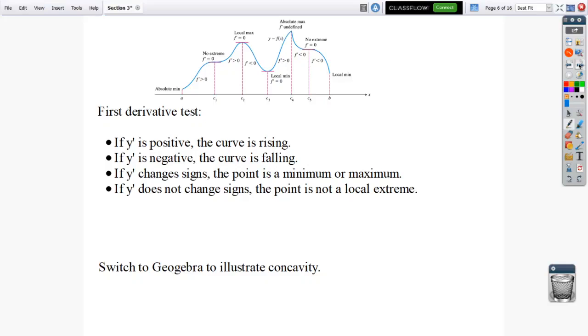That's all the stuff that I just ran through with you. We have if y prime is positive, the curve is rising. If y prime is negative, the curve is falling. If y prime changes signs, the point is either a minimum or a maximum. And if y prime does not change signs, the point is not a local extreme.